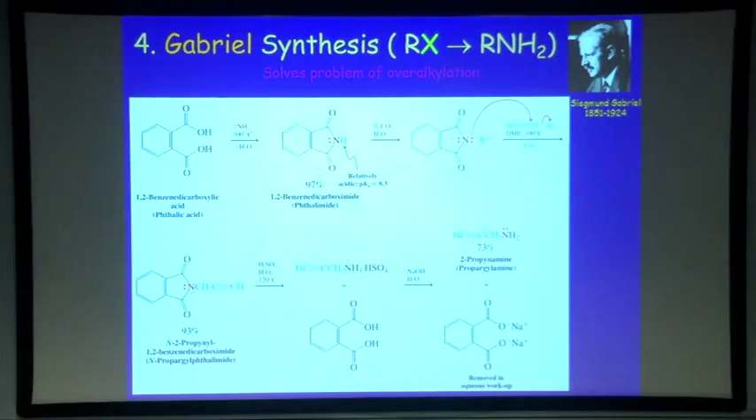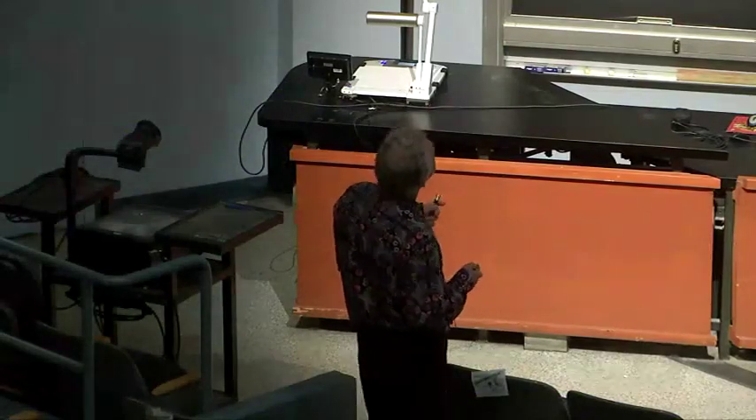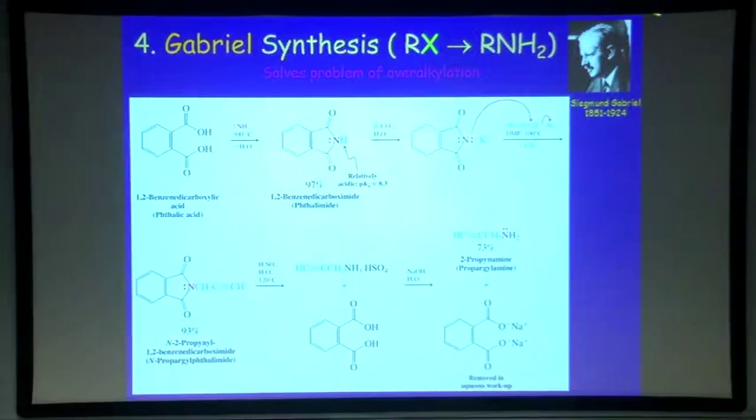So this ensures, because you're blocking two sides on the nitrogen and making it still a good nucleophile by this anion, it ensures that you don't get over-alkylation and that you make the singly alkylated ammonia, namely a primary amine. So that's a good way around things. And so this is named after this character here, Gabriel synthesis. Sigmund Gabriel lived at the turn of the 19th to 20th century.